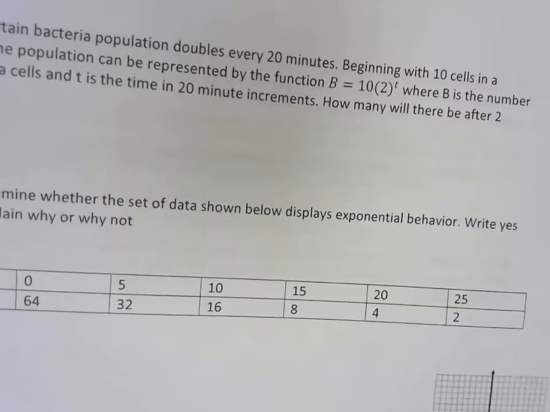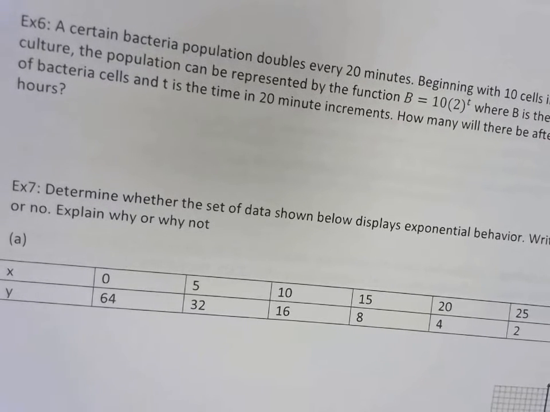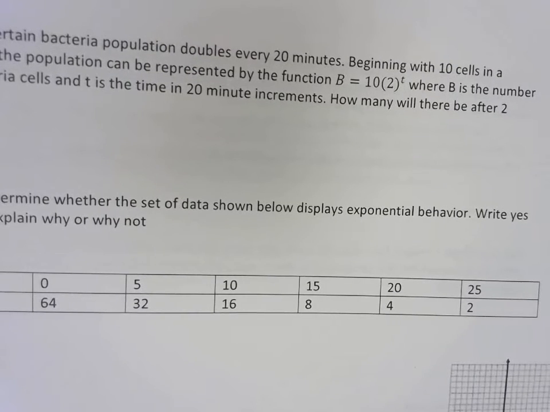Okay, let's look at another story problem real quick. A certain bacteria population doubles every 20 minutes. Beginning with 10 cells in a culture, the population can be represented by the function B equals 10 times 2 to the t power, where B is the number of bacteria cells and t is the time in 20-minute increments. How many will there be after 2 hours?